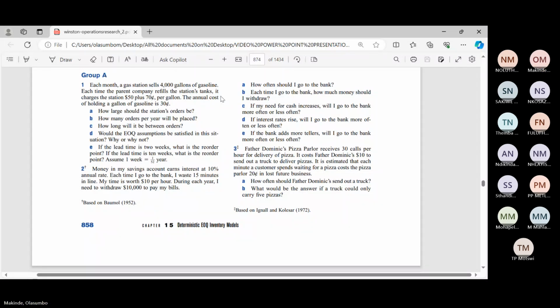Don't forget, they said the annual cost of holding a gallon of gasoline is 30 cents. So that is the H here. You convert it to dollars, that's 30 divided by 100. Then from there, you know the parameters.